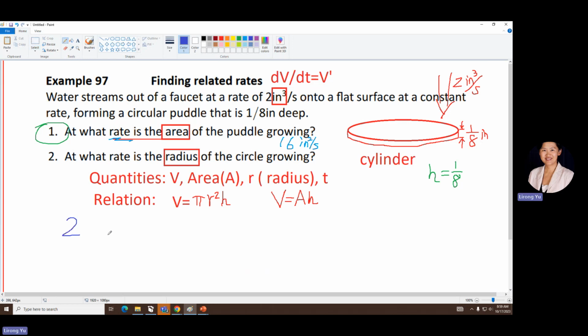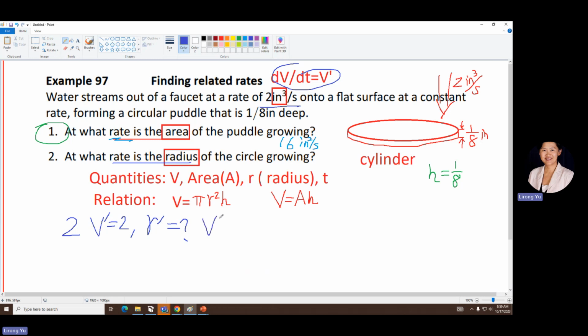Right. For question 2, we already have, let me just call that V prime, the derivative of V equal to 2 inches cubed per second. And the question is asking what is the rate of the radius? So we're asking what is the derivative of R. If we have the V prime and want to find R prime, you've got to first connect the volume with the radius. The formula we used earlier will do, so we will use that one.